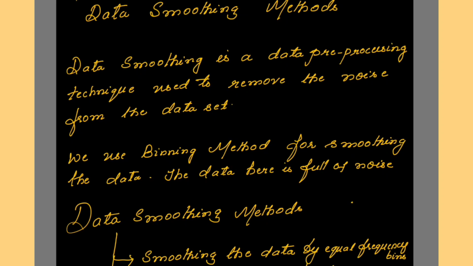In this session I shall explain about data smoothing. So what do you mean by data smoothing? Data smoothing is a data pre-processing technique that is used to remove the noise from the data set.